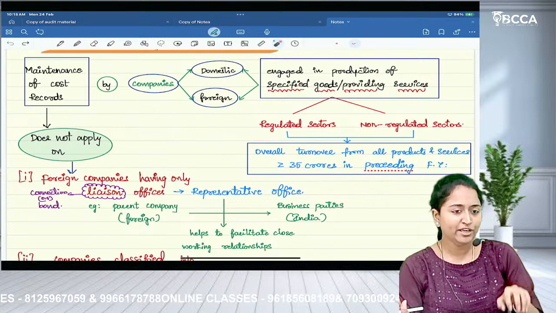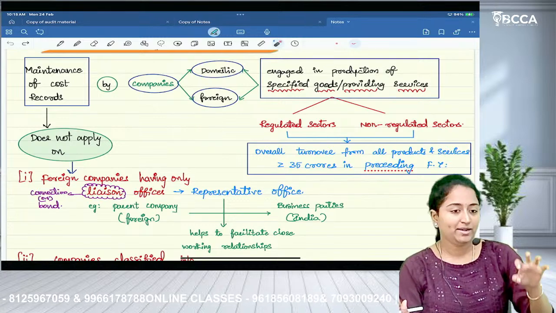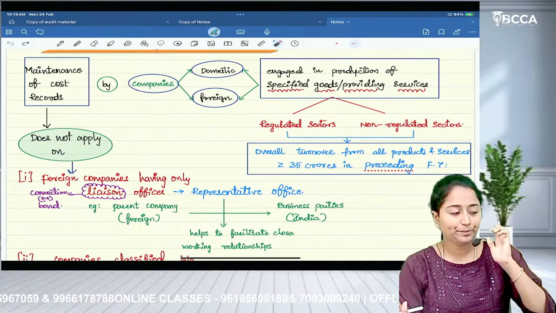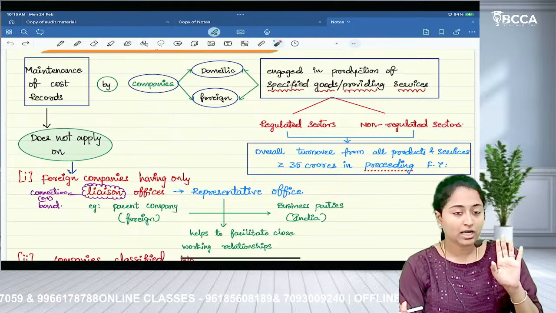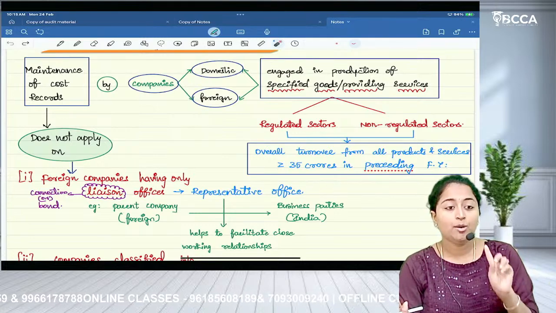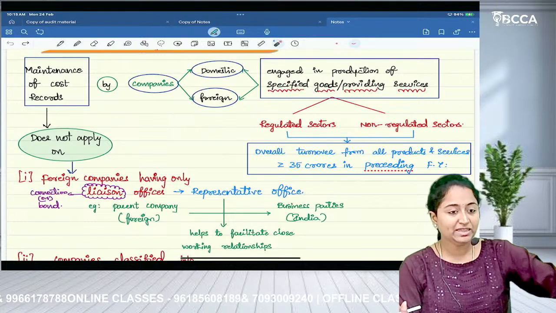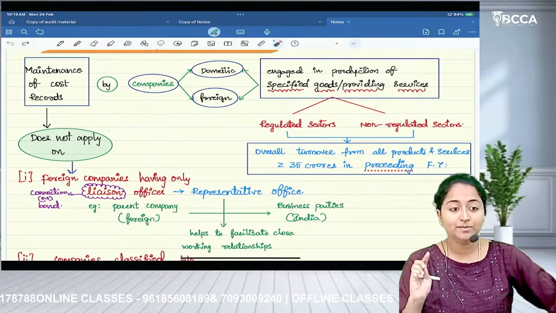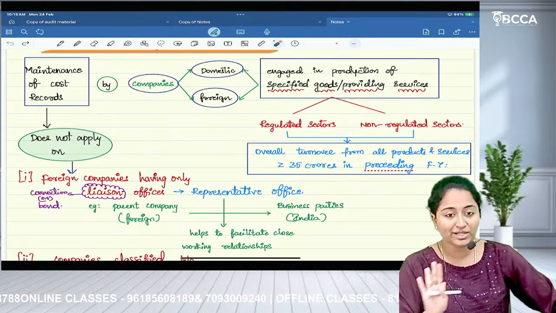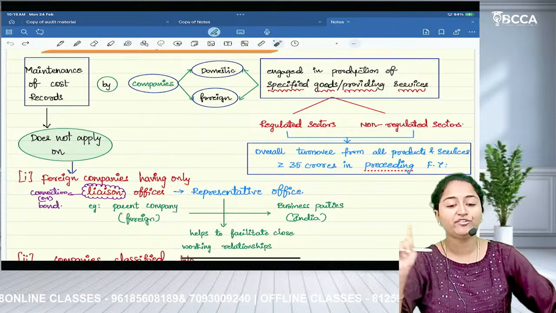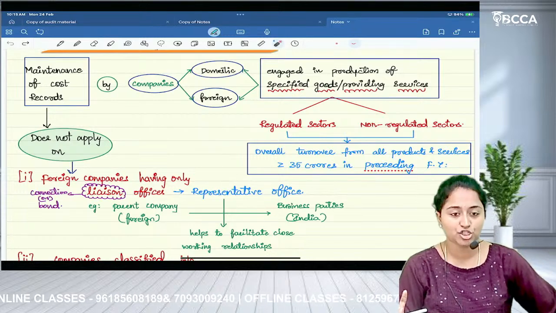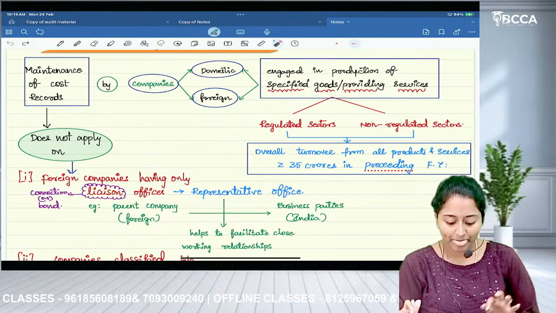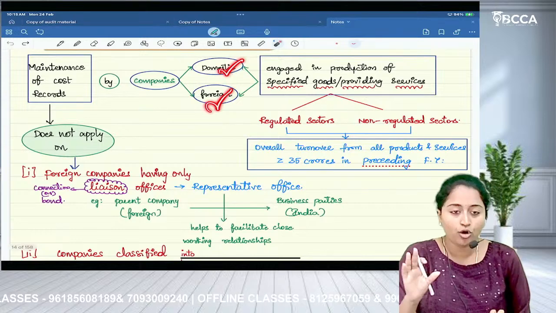Now, if production of goods is done and services are provided, and from that the industry or the company has gained a turnover and net worth of more than 35 crores in the preceding financial year, combining all products and services, and the limit should be more than or equal to 35 crores in the immediate preceding financial year, then they have to maintain cost records. Clear? It can be a domestic company or a foreign company.